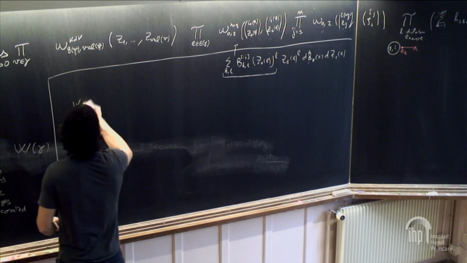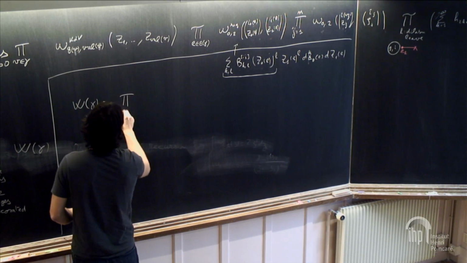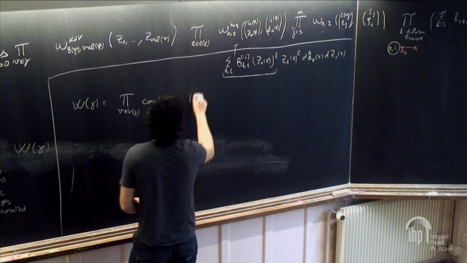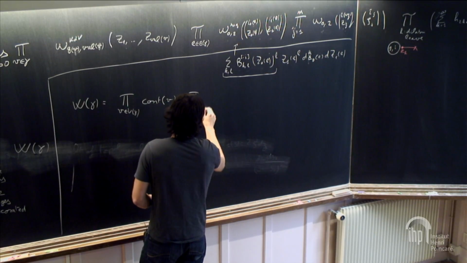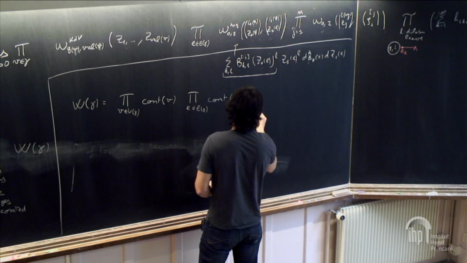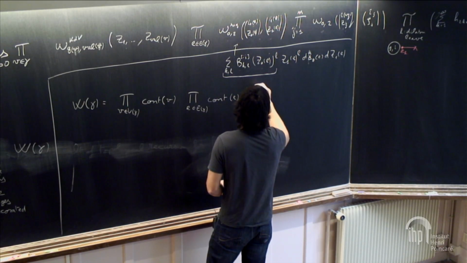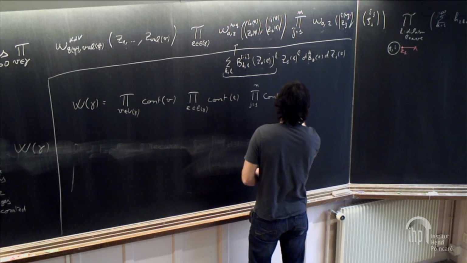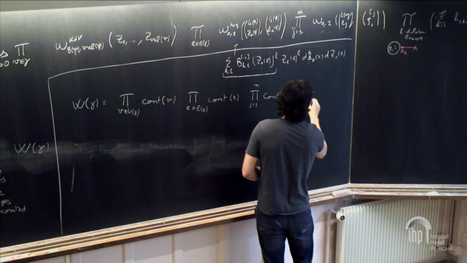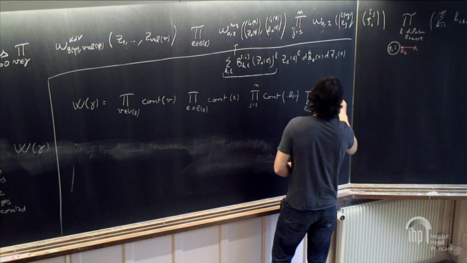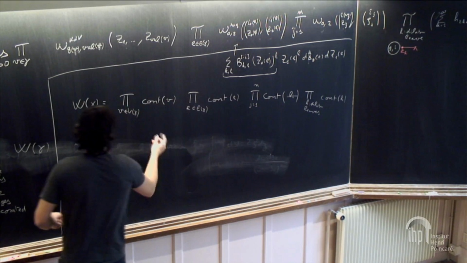Now the weight of gamma is just a product of contributions coming from the vertices, a product of contributions coming from the edges, contributions coming from the ordinary leaves, let's call it L_i, and a product over H which are dilaton leaves of the contribution of H. Now, what is this contribution?